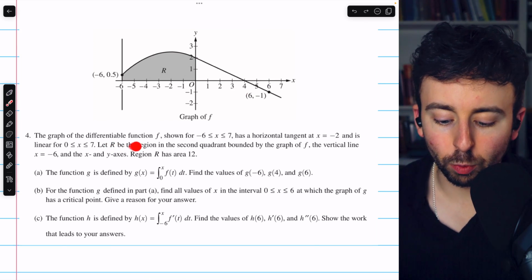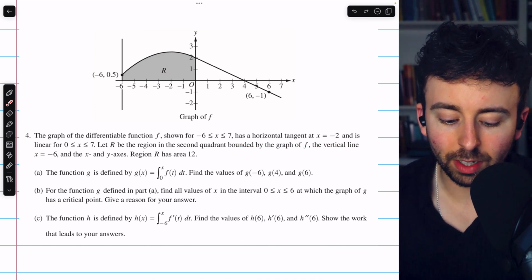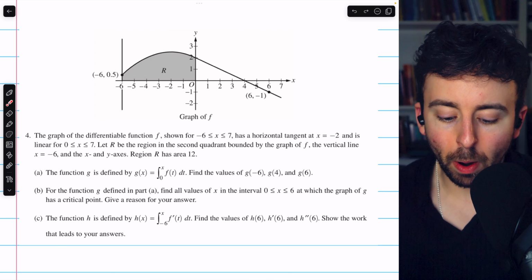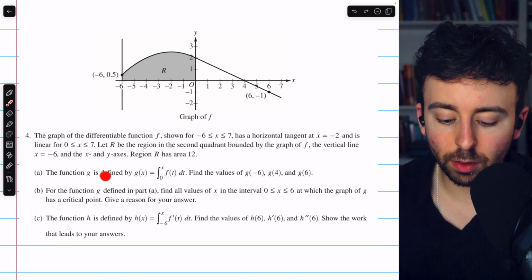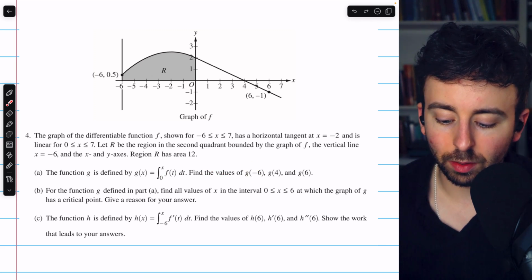Let R be the region in the second quadrant over here, bounded by the graph of f, the vertical line x equals -6, and the x and y axes. This region R has an area of 12. Part A says the function g is defined by g of x equals the integral from 0 to x of f of t dt. Find the values of g of -6, g of 4, and g of 6.